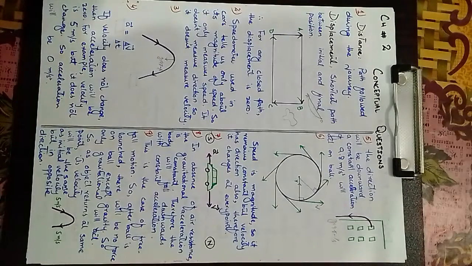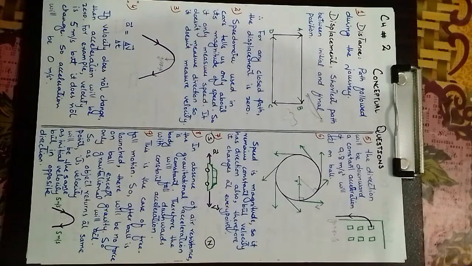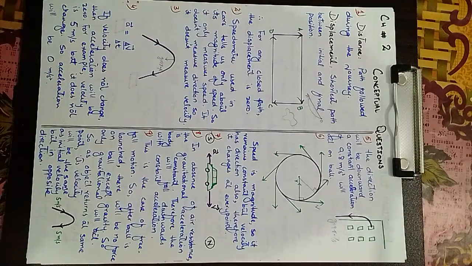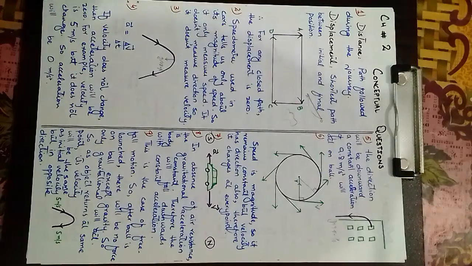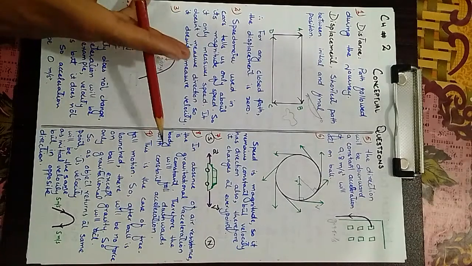which is 9.8 meters per second square. So for this case, in the absence of air resistance, the gravitational acceleration is constant. Therefore, the body would just fall downwards with the constant acceleration.